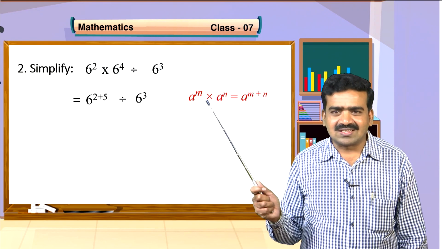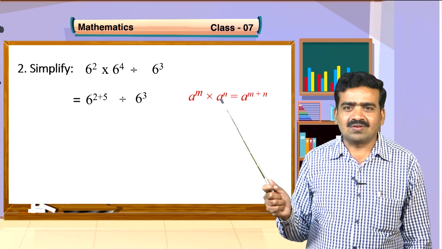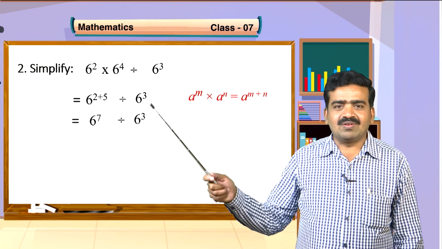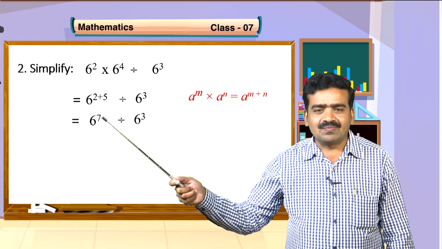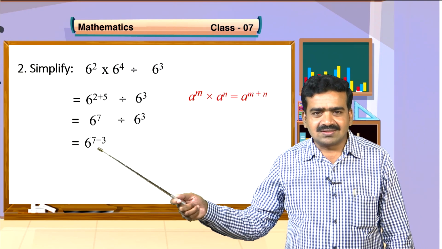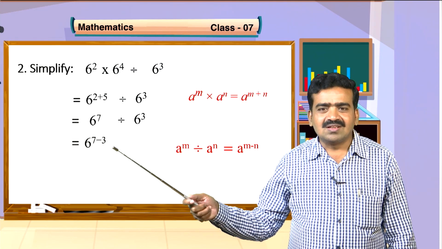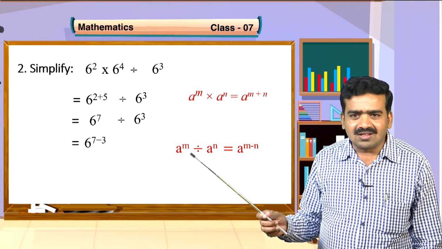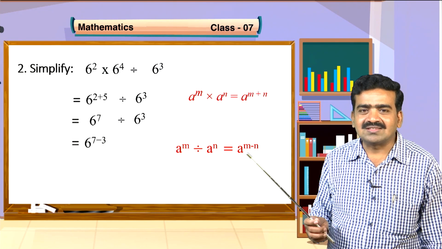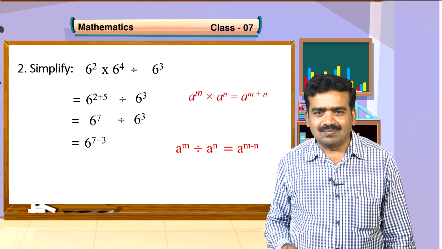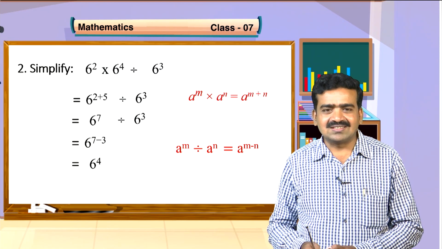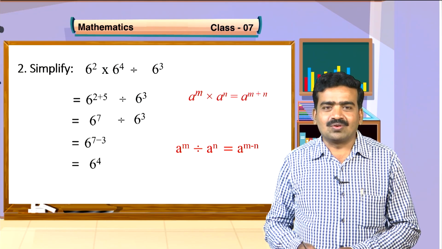So, based on this law, a to the power of m into a to the power of n is equal to a to the power of m plus n. When we add 2 and 4, we will get 6 to the power of 6, divided by 6 cubed. So, 6 cubed can be written as 6 to the power of 6 minus 3. Based on the law of exponents, a to the power of m divided by a to the power of n is equal to a to the power of m minus n when the bases are same. So, what is the final answer? The final answer is 6 to the power of 3.